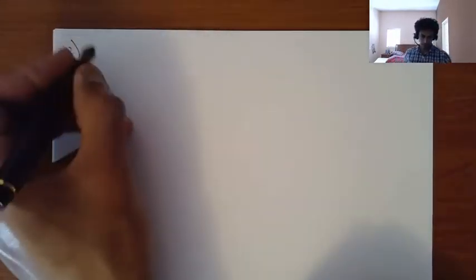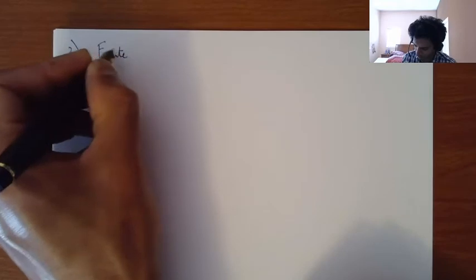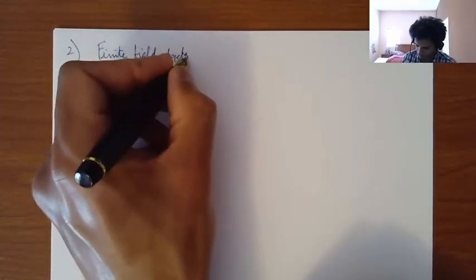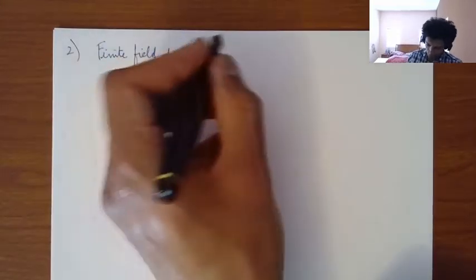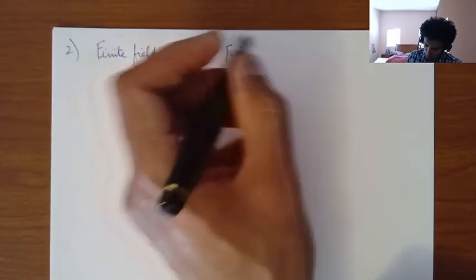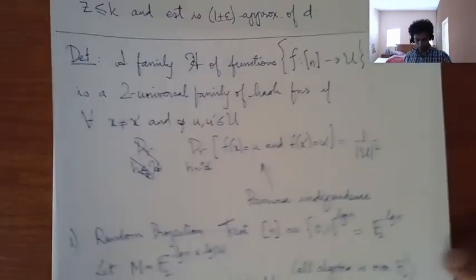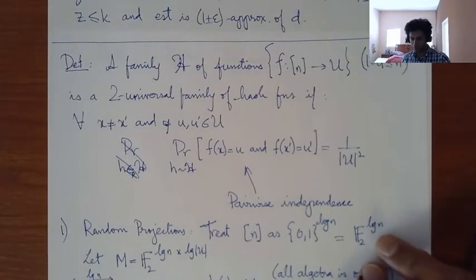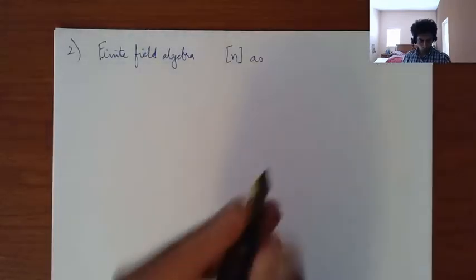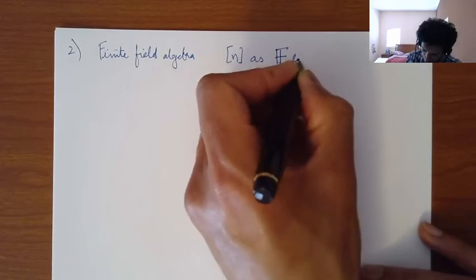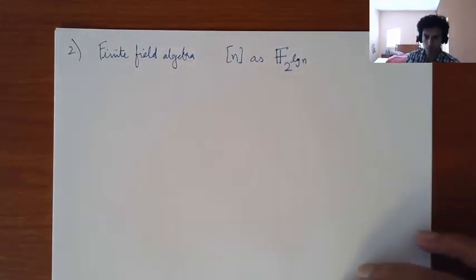A more efficient method, in sort of, I guess, in all ways, is to instead use some kind of finite field algebra. So now again we will treat this a little differently. Instead of treating it as vectors, we will treat this as essentially the finite field with n elements.